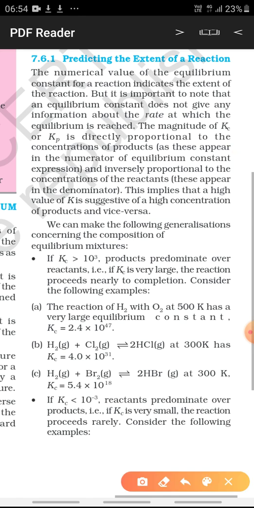Suppose the value of Kc is less than 10 raised to power minus 3. That means the reactants predominate. Even after the establishment of the equilibrium, only a little quantity of product is formed. That means such reactions are of no use for us.